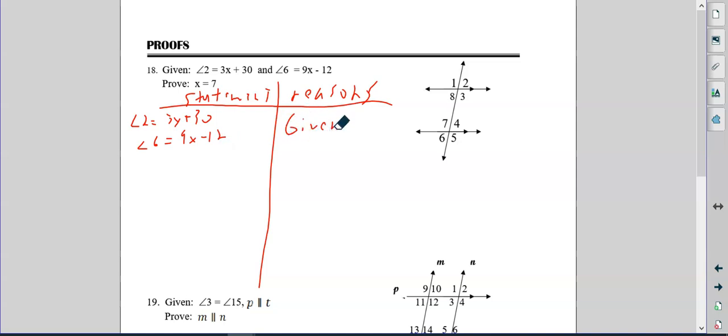Now let's go over and look at angle 2 and angle 6. Angle 2 is right here. Angle 6 is right here. We've already talked about these. It's kind of the same setup. Angle 2 and angle 6 are alternate exterior angles. They are congruent to one another. So first off, we say angle 2 is congruent to angle 6, alternate exterior angles.